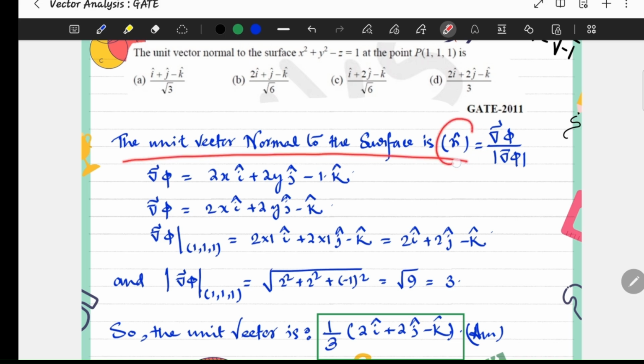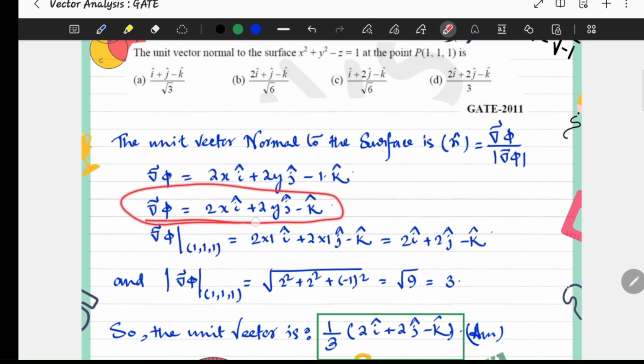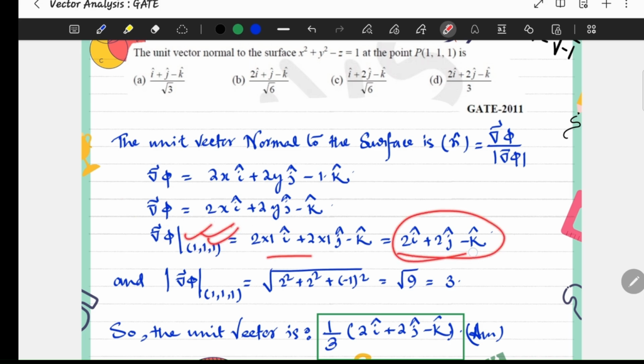What is that? n cap is equal to grad phi by modulus of grad phi. Simple. Unit vector normal to the surface is grad phi by modulus of grad phi at the point (1,1,1). Here phi equals x square plus y square minus z. It is given. So if you take grad phi, you will get 2x i cap, 2y j cap, minus 1 k cap. Just put x value 1, y value 1, z value 1, and you can get this vector.